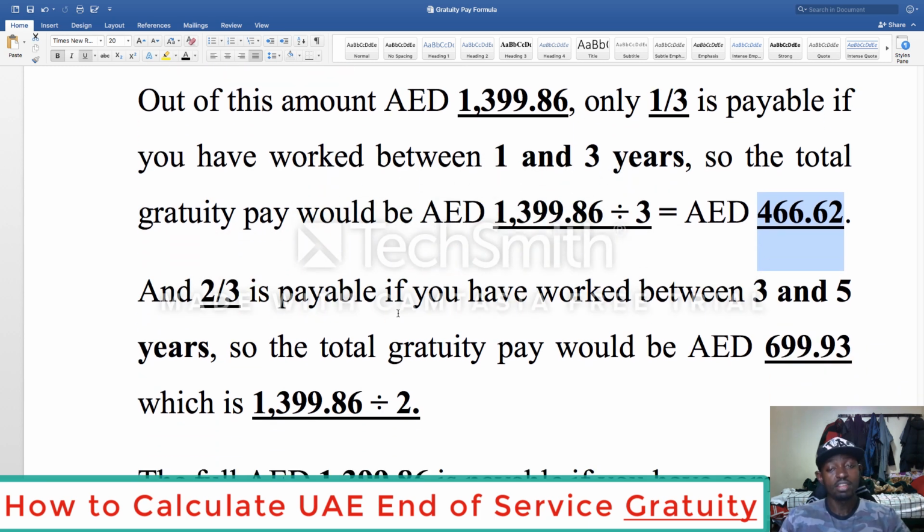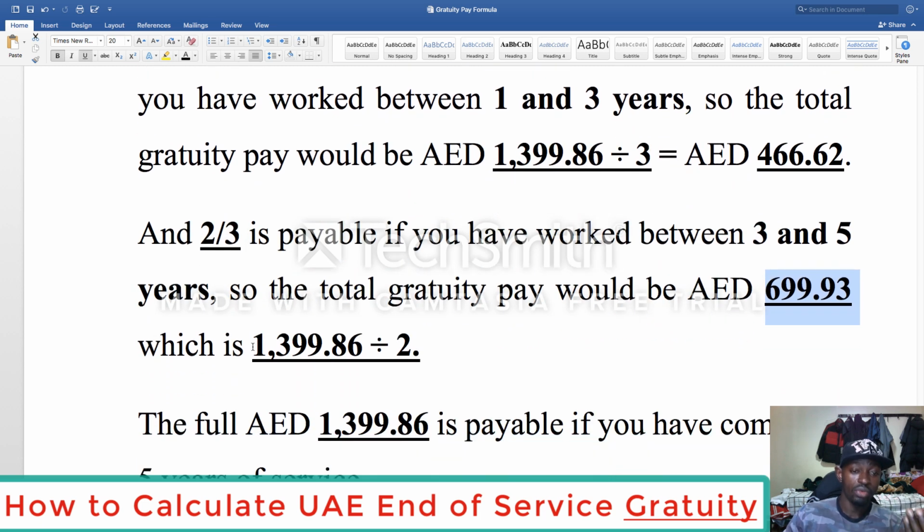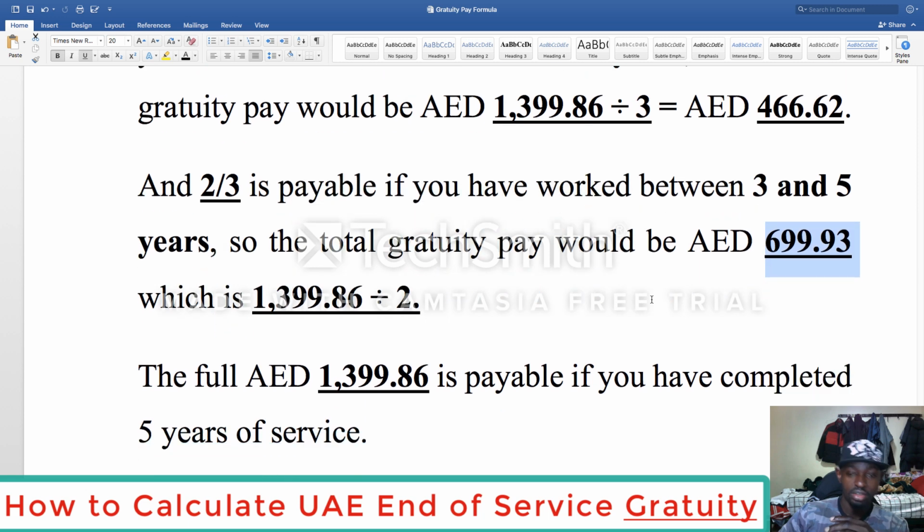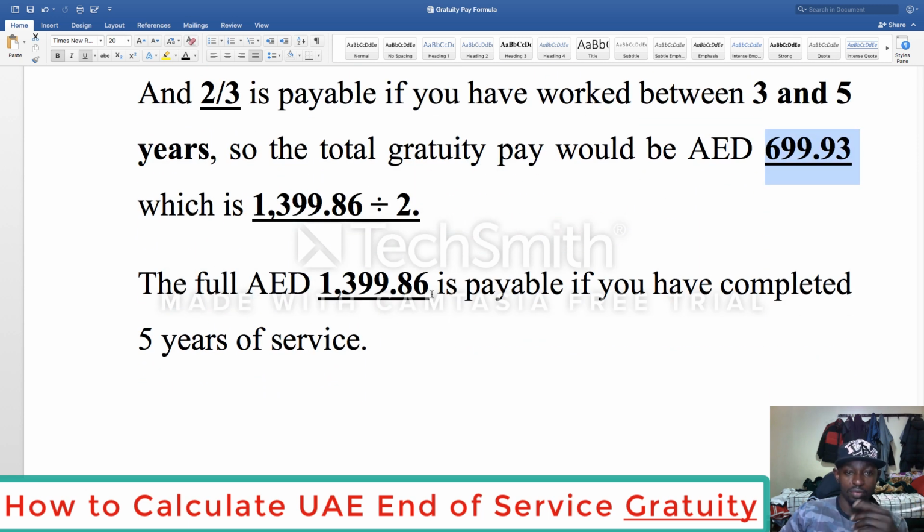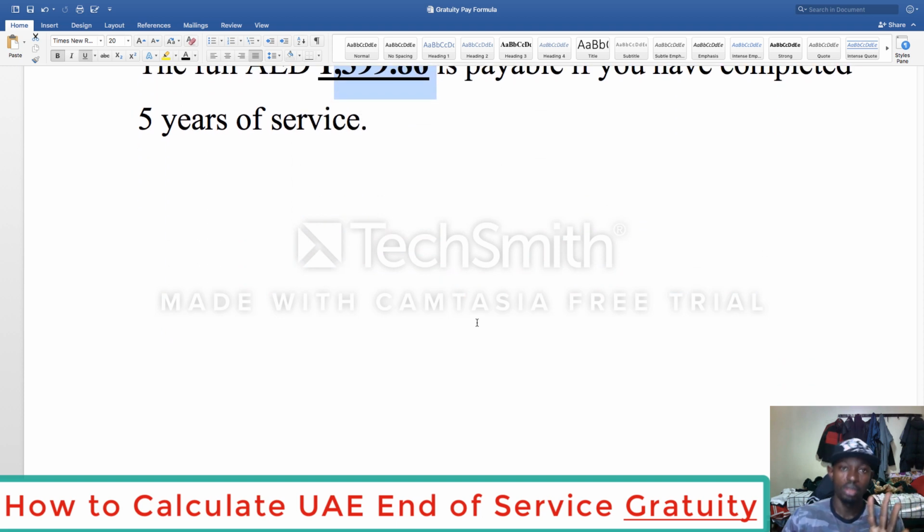Secondly, of this amount, 2/3 is payable if you have worked between 3 and 5 years. So the total gratuity pay will be 1,399.86 divided by 3 and multiplied by 2, which is 933.24. This is your gratuity for each year of service if you have worked between 3 and 5 years, and then you just multiply by the number of years you have worked, whether 3 years, 4 years, or 5 years. Take this amount and multiply it by the number of years you have worked, and you have your gratuity for the duration of service. But the full amount of 1,399.86 is payable if you have completed 5 years of service. This full amount is payable to you. So this is how we calculate this, my friends.